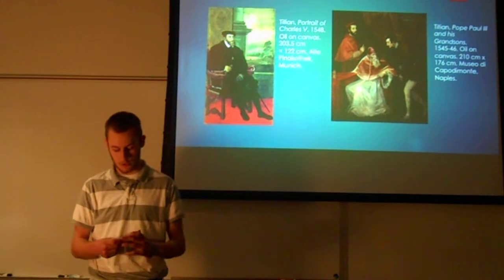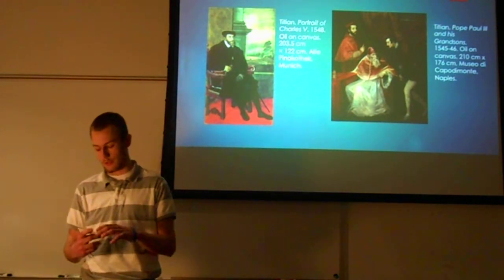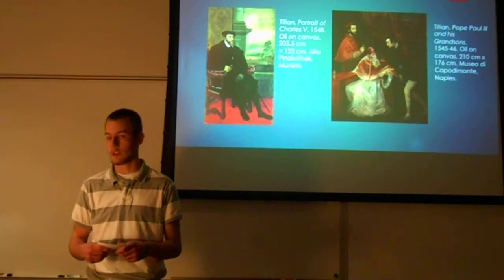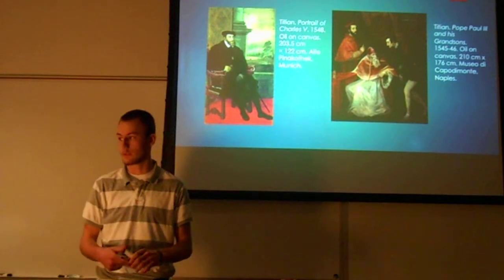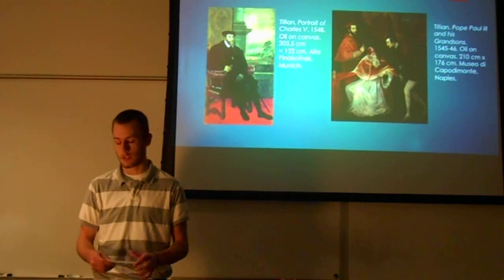This is the portrait of Charles V on the left, and then the portrait of Pope Paul III and his grandsons. Charles V is the father of Philip II of Spain, so we can show that he has close ties to Philip II.